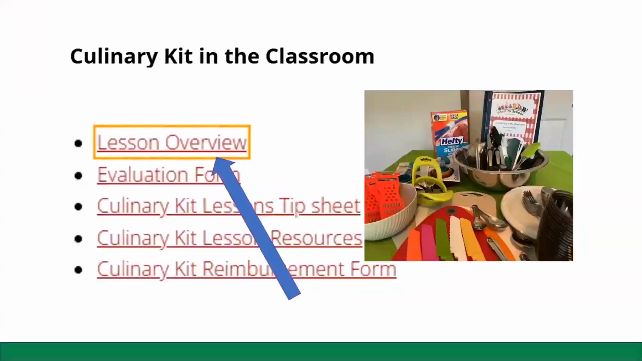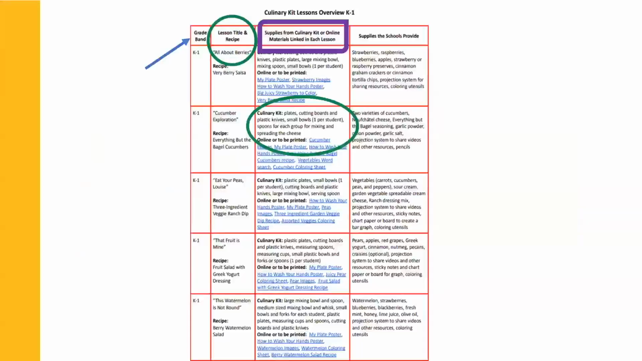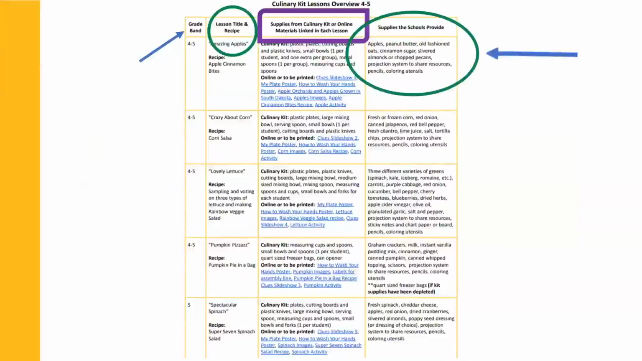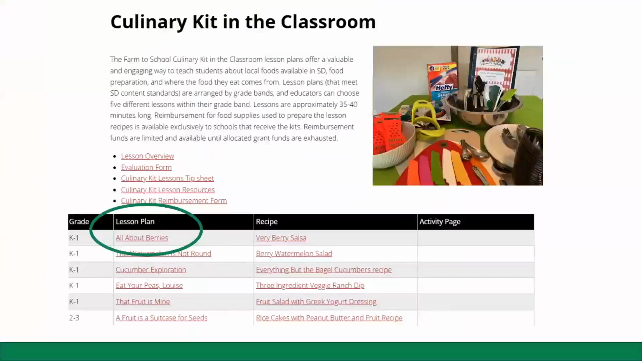Another resource is the lesson overview. The lesson overview lists the grade band, lesson title and recipe, culinary supplies needed from the kit, resource materials that can be accessed online from a PDF, then printed and/or shared on a screen, and the food list for the accompanying lesson. The exact amounts of the food item are found on the recipe itself, which is part of a resource list. Let's move to the lesson plan area of the web page.